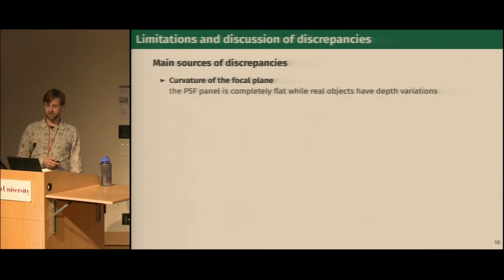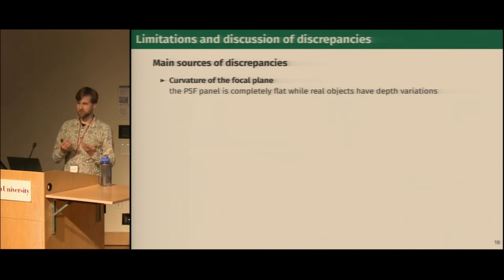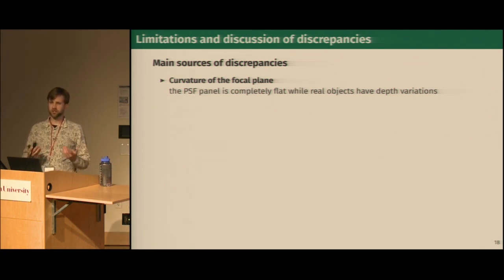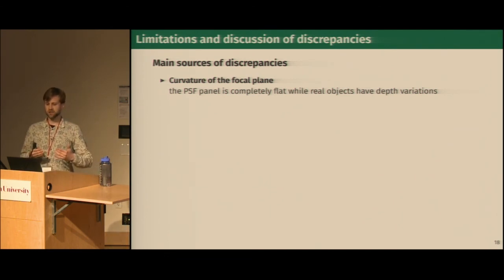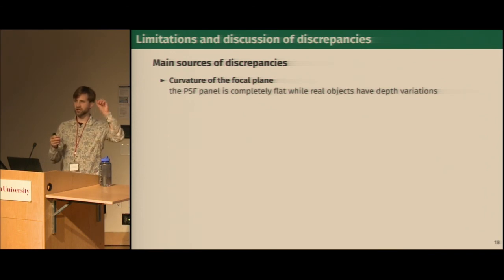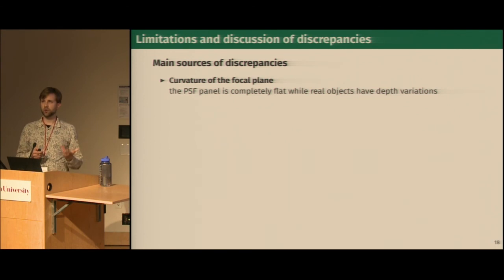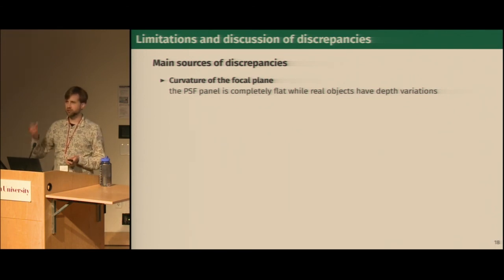There are two main sources that we have identified. One, which is part of the measurement technique actually, is that you do have curvature of the focal plane, especially at these very open apertures that we use in our experiments. When the focal plane is curved, our PSF panel, with which we record the ground truth, is a flat panel, and so parts of the image, especially in the corners, will be out of focus because of this curved focal plane. While if you go outside and take pictures of real objects, real objects are not perfectly flat, but they will have some depth variation.